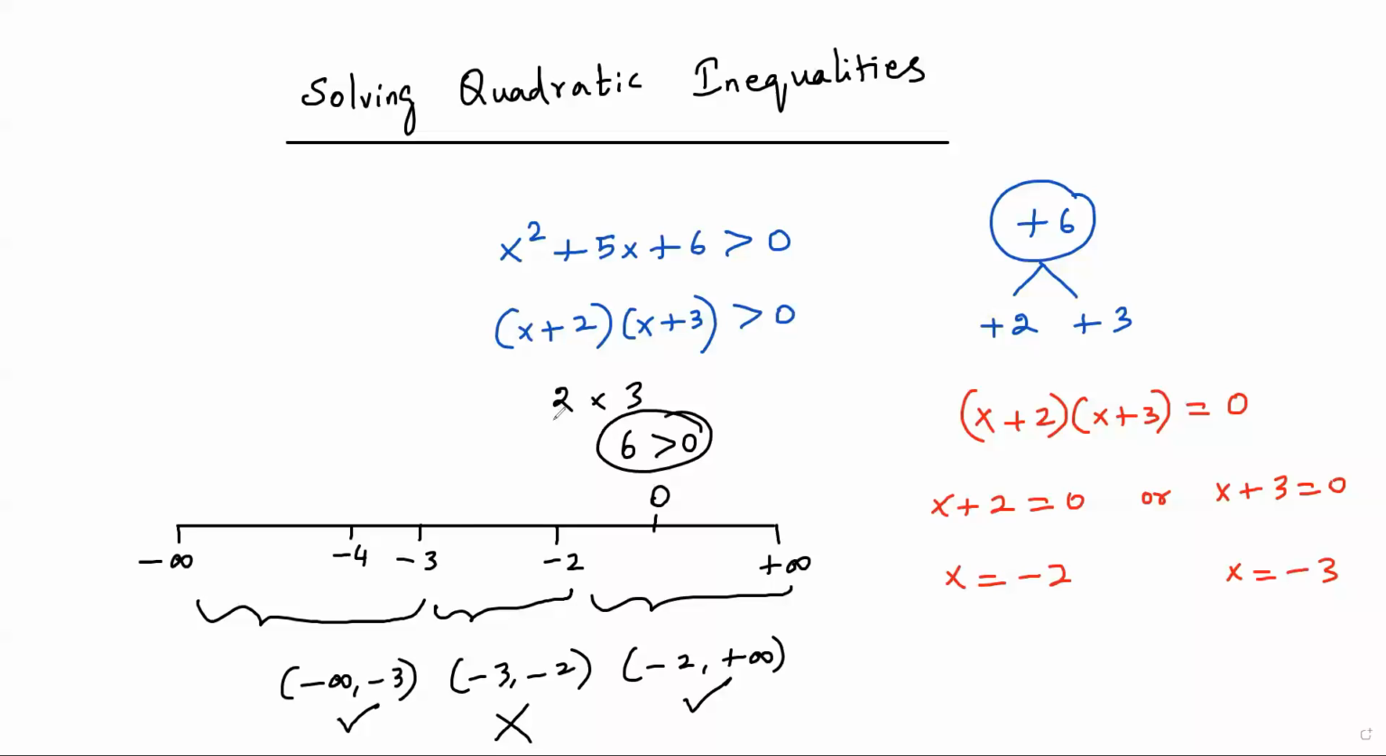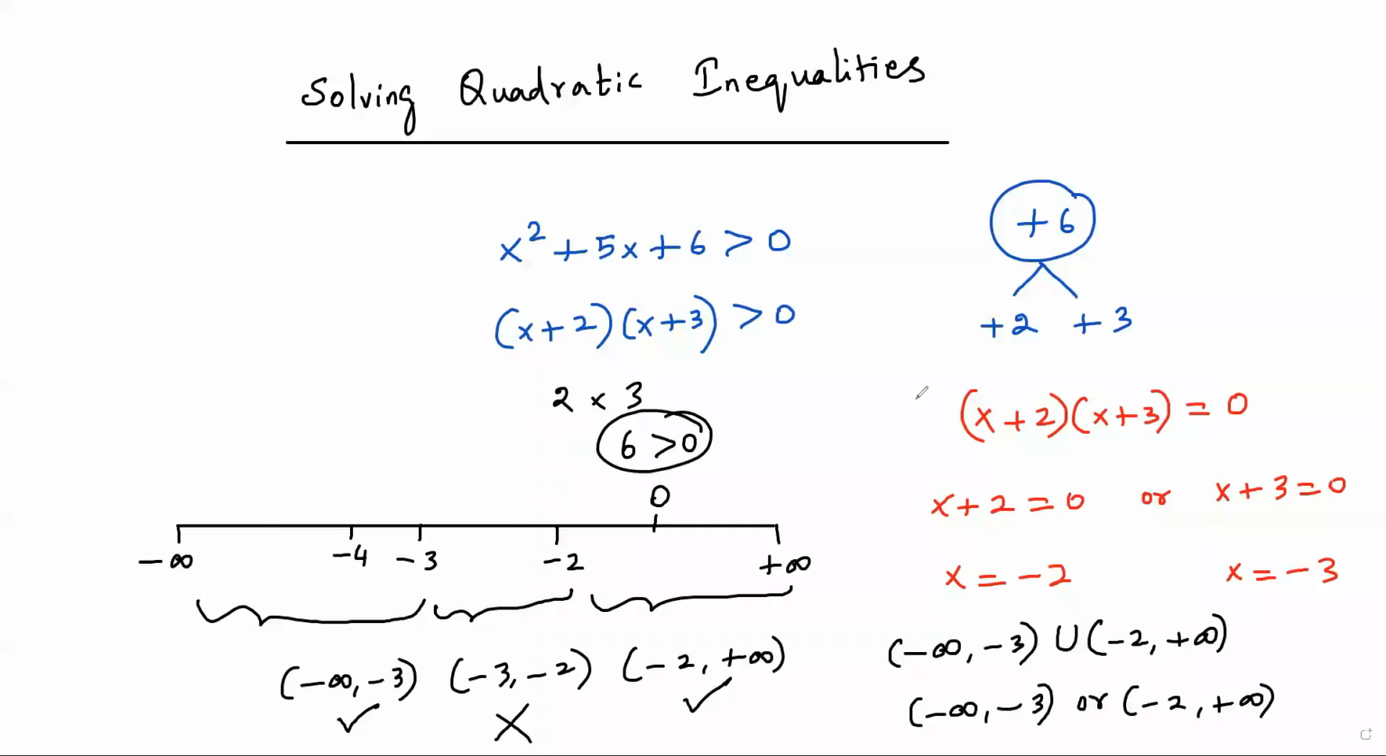So the two intervals, negative infinity, comma negative 3 and negative 2, comma positive infinity. These two intervals satisfy the given quadratic inequality. So the solution for the given quadratic inequality can be negative infinity, comma negative 3 union negative 2, comma positive infinity. Or we can write the same as negative infinity, comma negative 3 or negative 2, comma positive infinity.